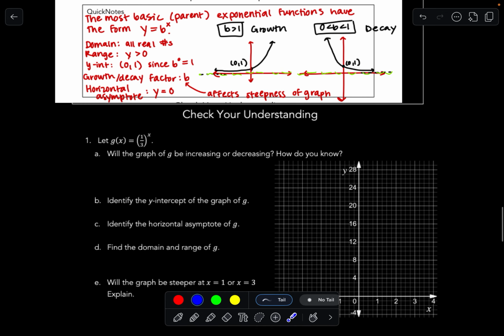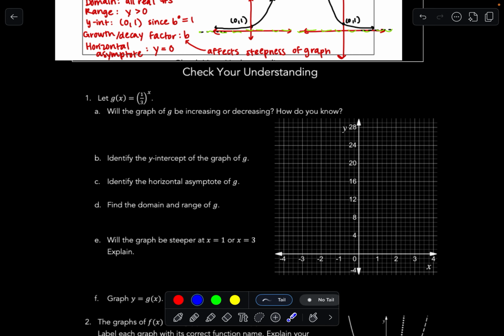So the first question: let g of x equal 1/3 to the x power. Will the graph of g be increasing or decreasing? Since b is less than 1, g is decreasing because it's decay. Identify the y-intercept of the graph.